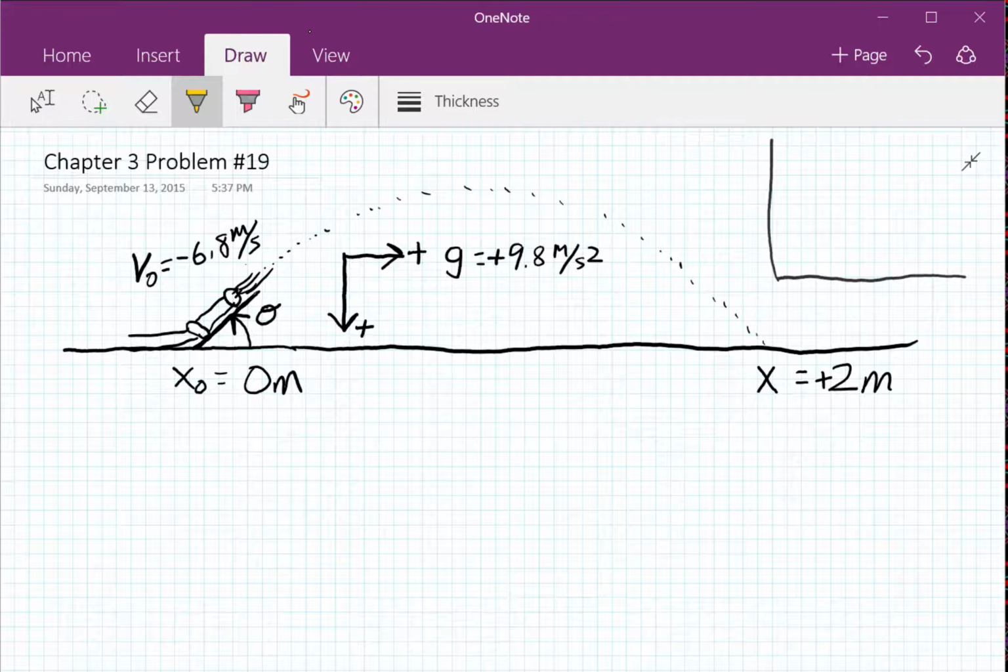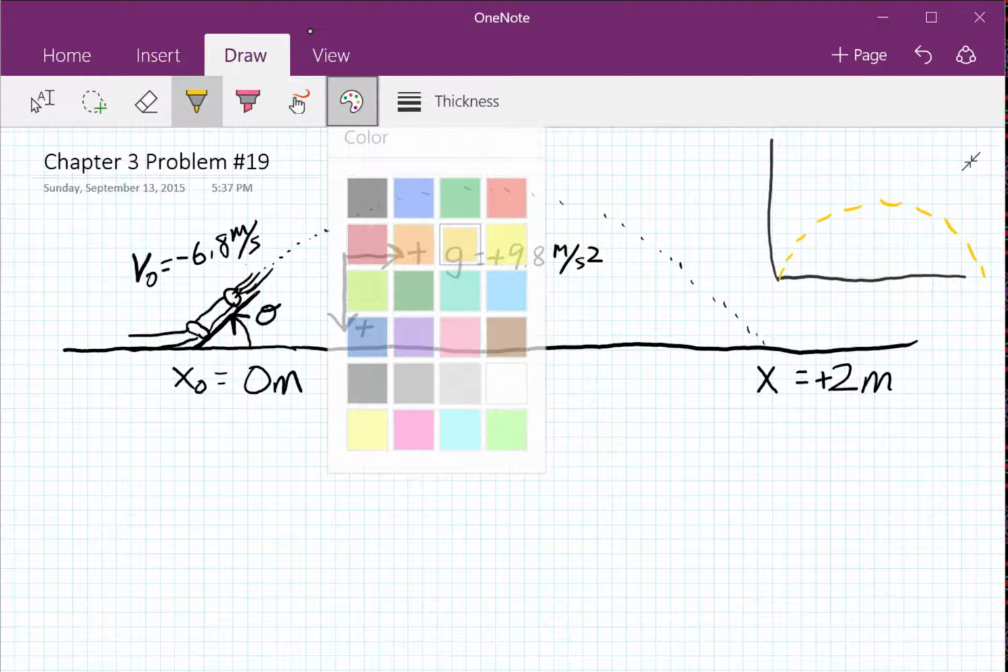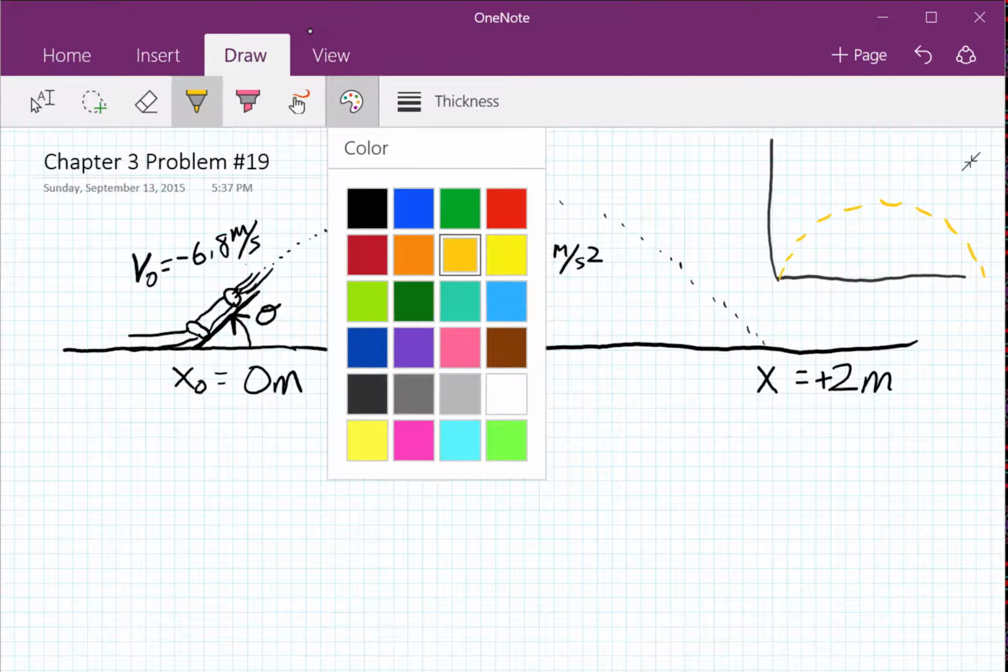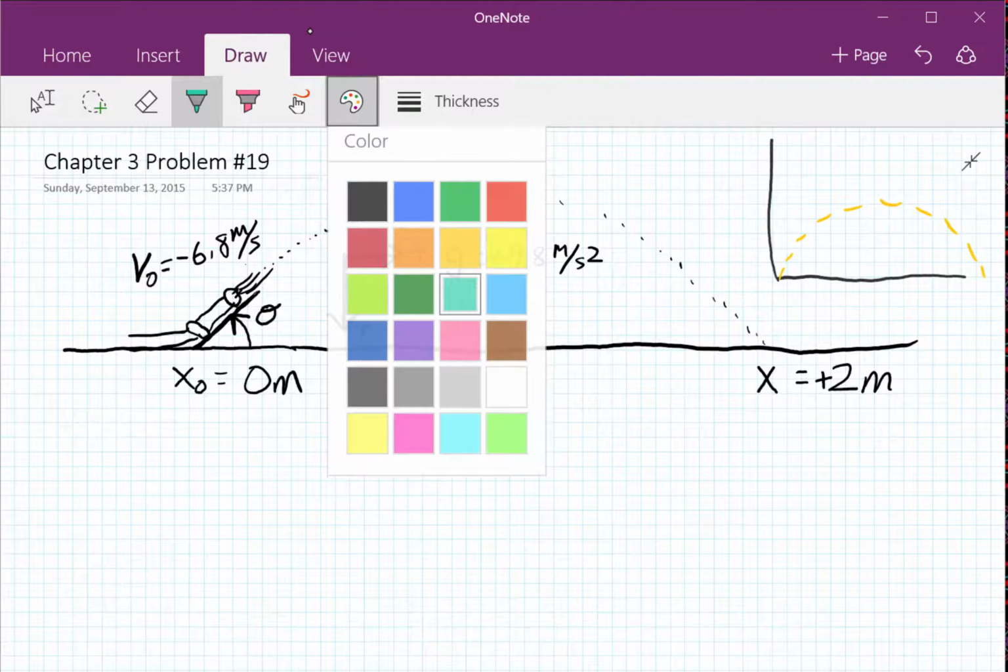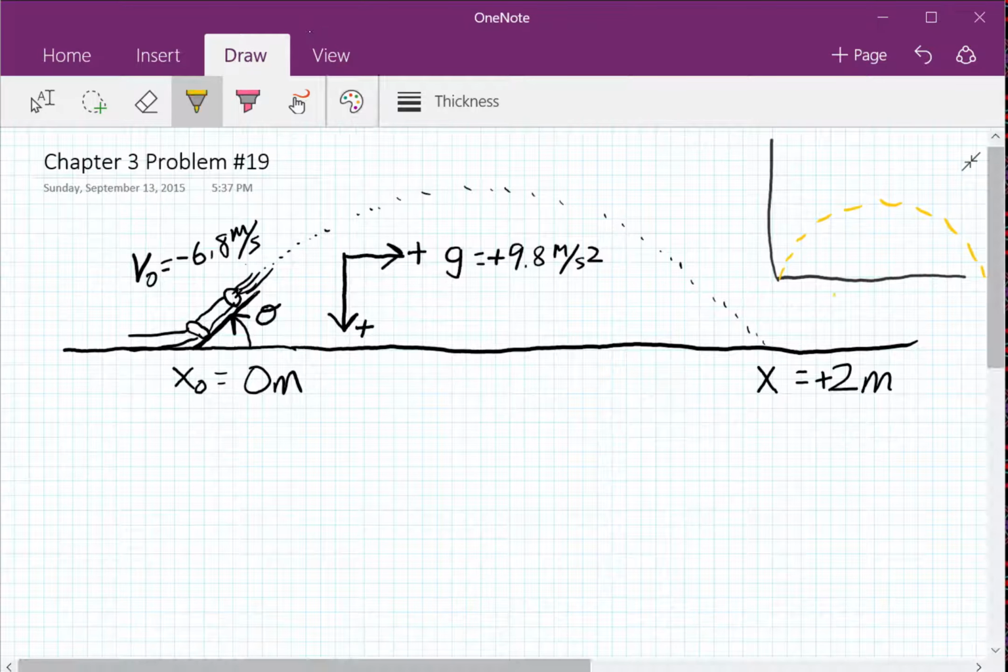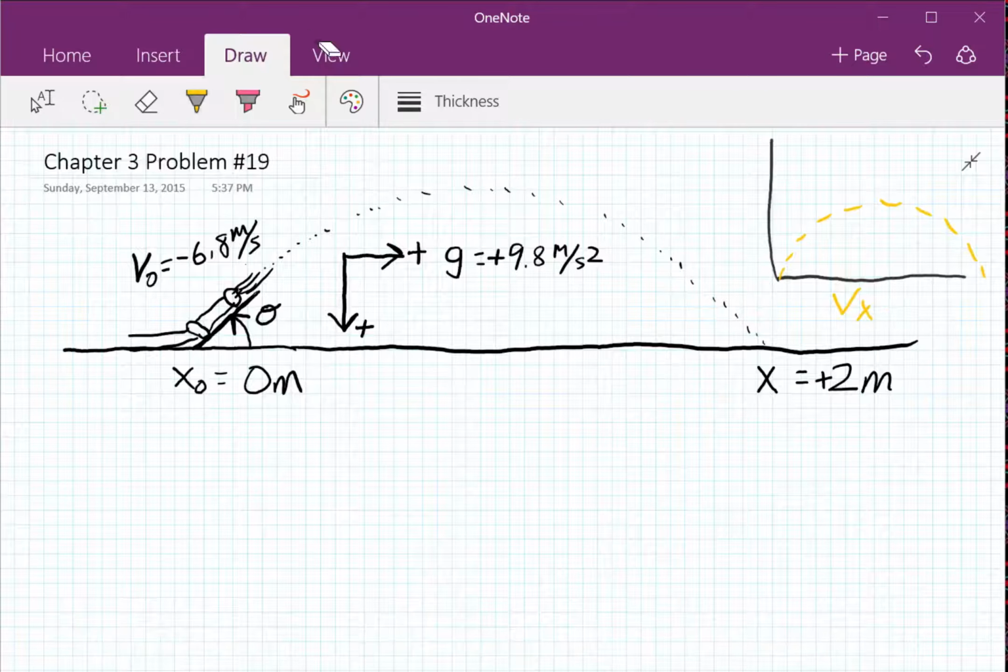Now let's say you had it at 45 degrees. At 45 degrees, it should have the longest range possible. Because the horizontal velocity is going to be equal to the vertical velocity. Those two would be equal. Okay?